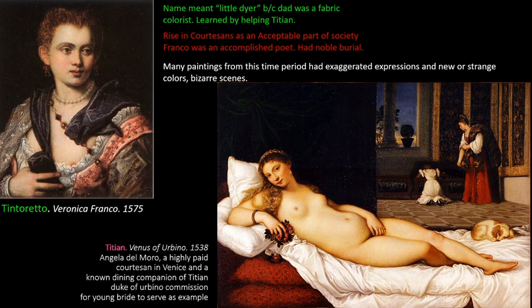Right. So for the Franco portrait, it's just a portrait of who she was. It's just a portrait of a woman. The other one, the one of Angela del Moro, this Venus of Urbino, she's serving a particular purpose. So this is a painting that was commissioned by the Duke of Urbino. That's why she's the Venus of Urbino. And it was a gift to his new bride.